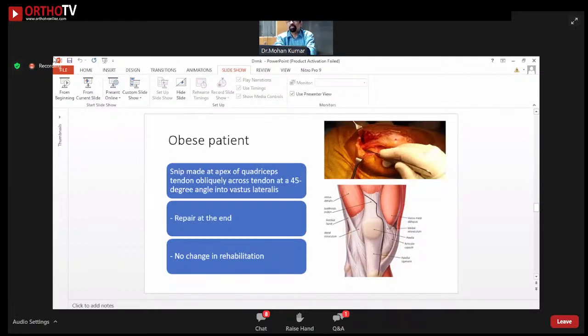When the patient is obese or your exposure is difficult, then you may have to resort to a rectus snip, that is at least 10 centimeters above the superior pole of the patella. You may have to make an oblique 45 degree cut into the quadriceps tendon, and you have to reach the vastus lateralis. So that will release the quadriceps mechanism completely, and you will be able to tackle difficult cases. You have to do a repair at the end, but the postoperative protocol doesn't change at all.